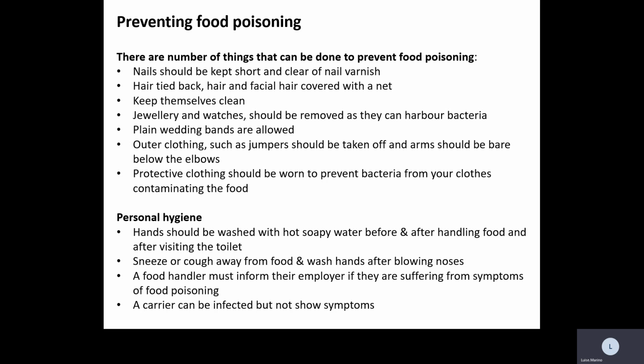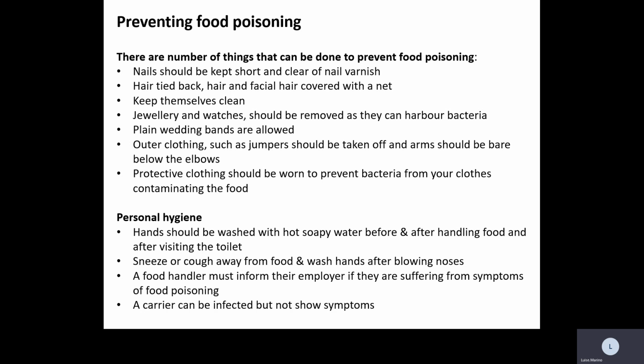So there are a number of things that food handlers should do that can prevent food poisoning. Obviously, nails should be kept short and clear of nail varnish, because any bacteria can embed itself under the nail if you've got long nails. Hair must be tied back, and hair and facial hair covered with a net. People who are working with food should keep themselves clean. Jewellery and watches should be removed as they can harbour bacteria, even those with stones. Plain wedding bands are the only thing that are allowed.